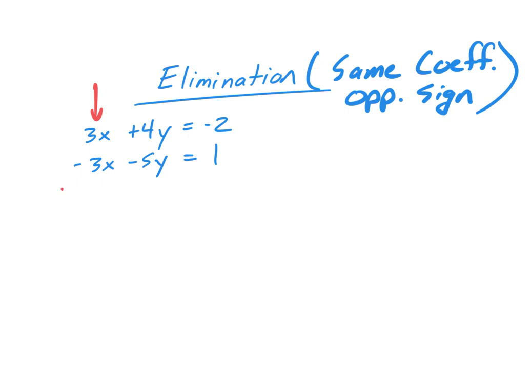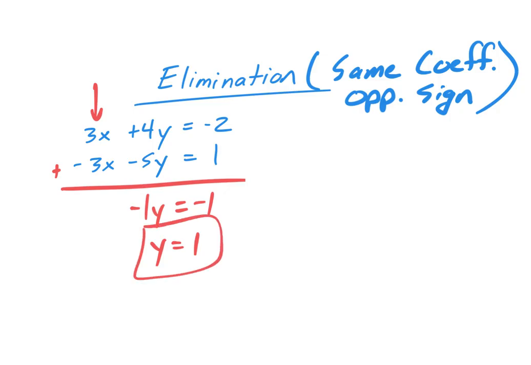In order to eliminate, we're ready to go because they're already set up as opposites. So I'm just going to add these two together. And when I do that, the x's disappear. They eliminate. That's why we call it elimination. The x's are gone. And then this would become negative 1y. This becomes negative 1. And we divide by negative 1, and we're pretty quickly to our y value.